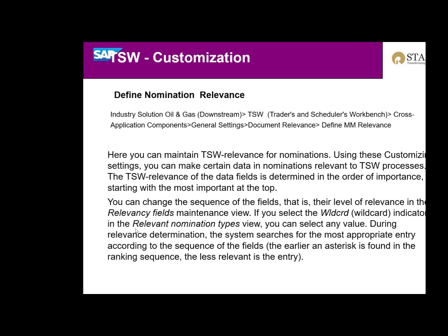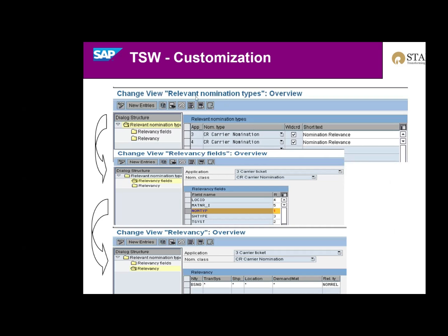Select the indicator in the relevant nomination types view and select any value. During relevance determination, the system searches for the most appropriate entry according to the sequence of the fields. See, this is for nomination type relevance. These are all the fields in the nomination. Transport system, shipment type, nomination type, location ID. This is the sequence.